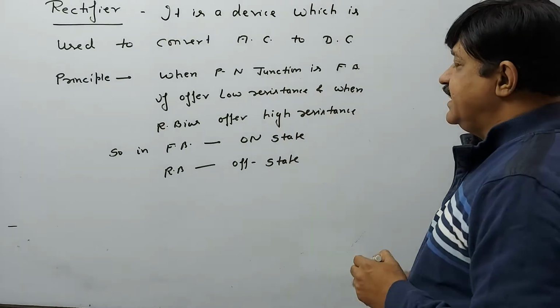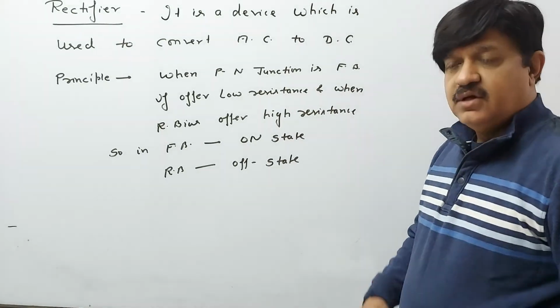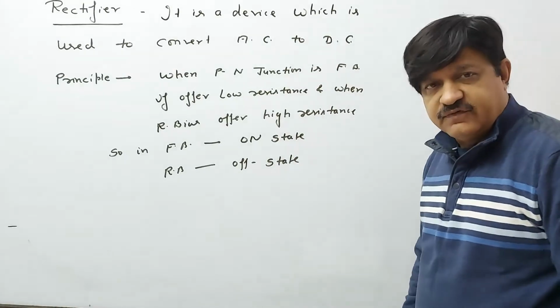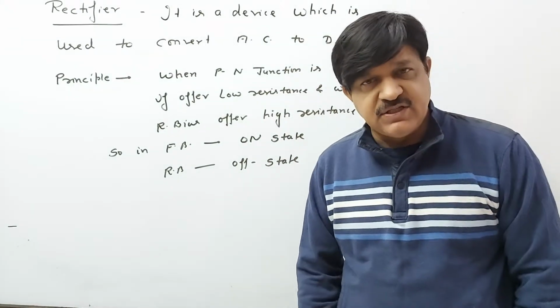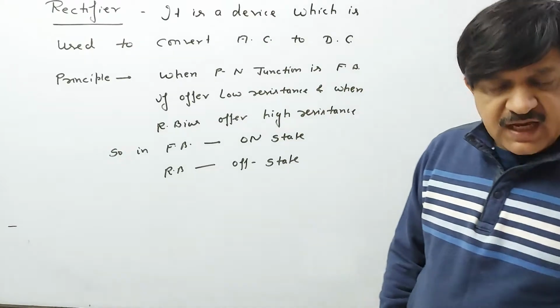A device which converts AC to DC. When a PN junction is forward bias, it offers low resistance. When reverse bias, it offers high resistance.